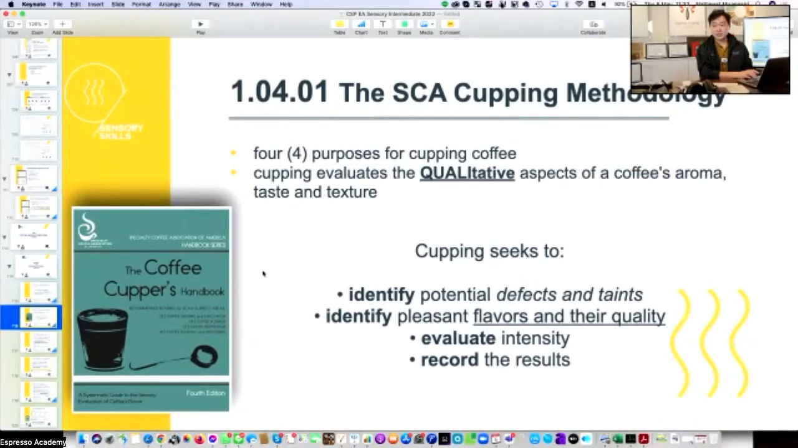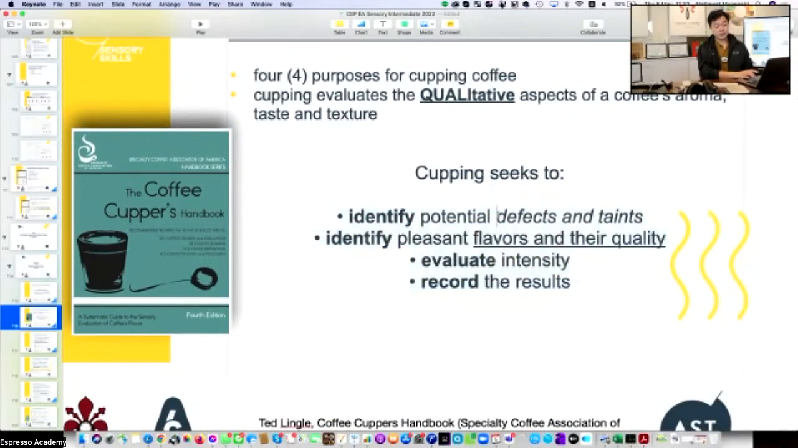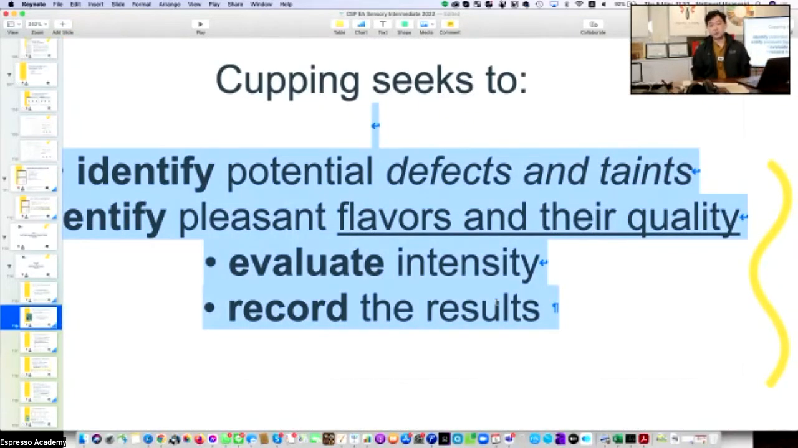And then the methodology, we already discussed about it. When we cup the coffee, we want to find the bad, we want to find the good, and we want to find the intensity of the good and the bad, and we want to record the result. So the reason we're cupping: is there something wrong with the coffee? Is there something good in the coffee? What's the intensity of something wrong with that coffee? What's the intensity of something good about that coffee? And then record it, what's the score?